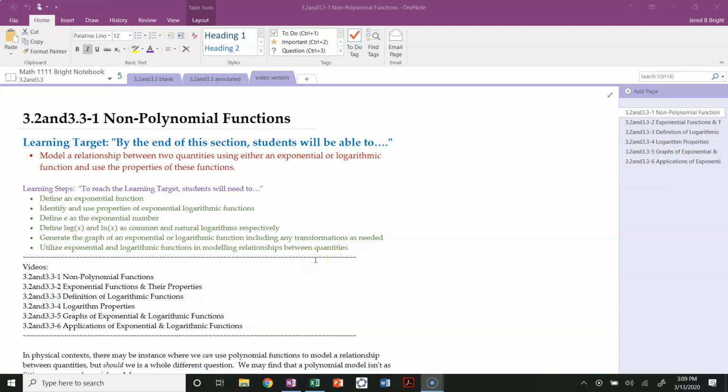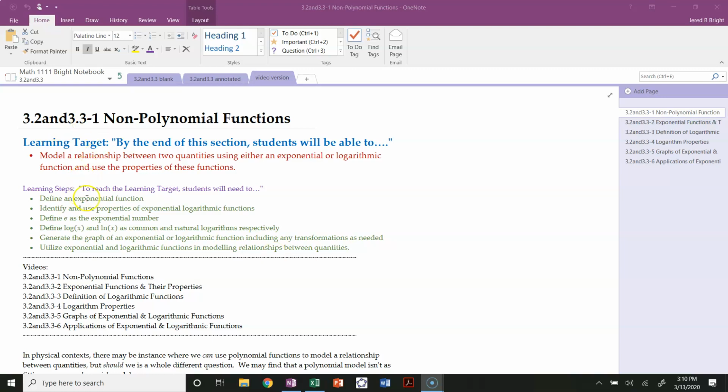Welcome everyone, and we are going to start our discussion of exponential and logarithmic functions. So here we're going to start by talking about non-polynomial functions in general, because we've been so focused on polynomial functions: linear, quadratic, and then higher order polynomials, and then we talked about rational functions. We maybe need to start transitioning out of that polynomial land.